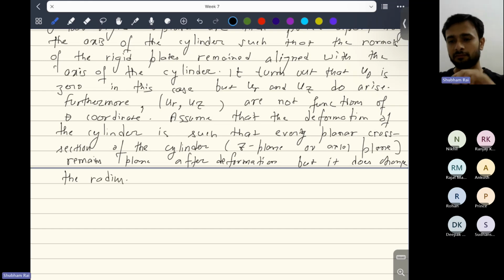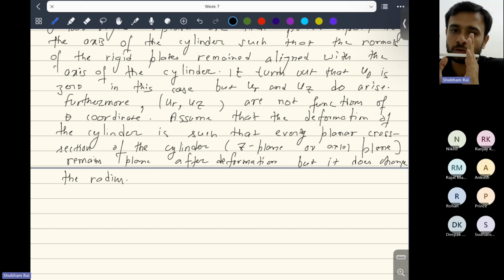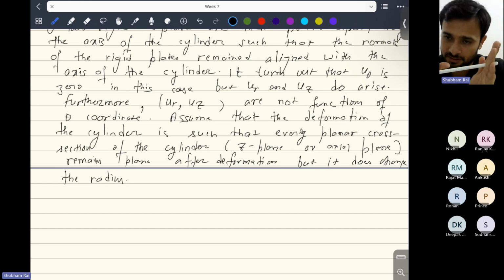So simply you have a cylinder and there are two rigid plates attached across the ends of the cylinder. Now you are pulling these rigid plates apart such that they will remain normal to the z-axis of the cylinder. The cross section of the cylinder will also remain normal to the z-axis, but the radius of the cylinder will decrease because if you're pulling apart, due to the Poisson effect, the solid cylinder radius will decrease.